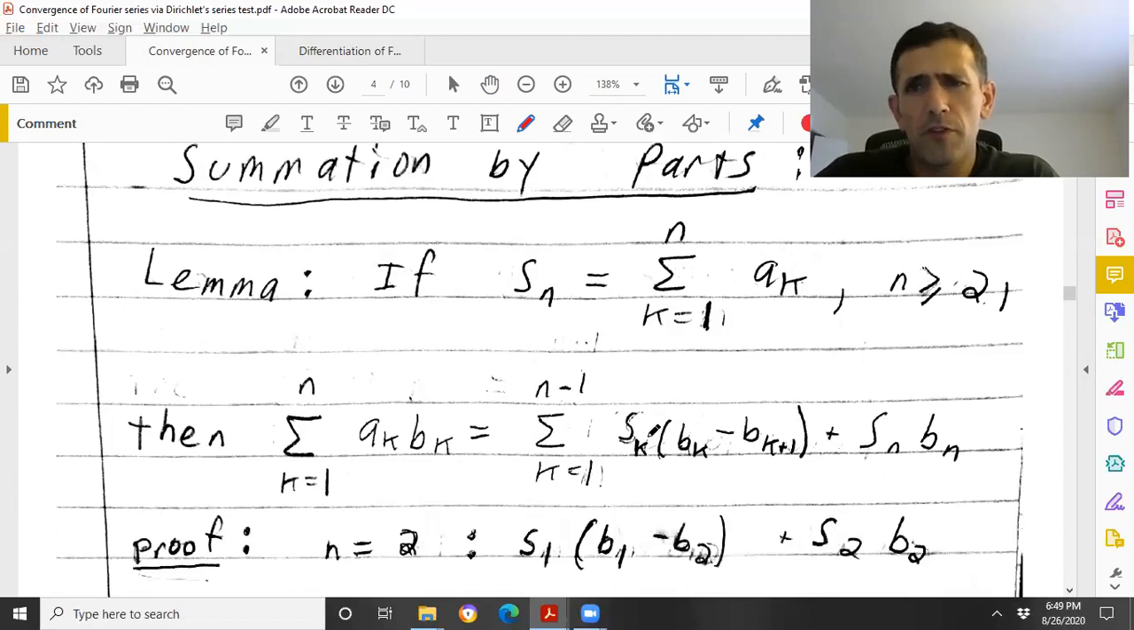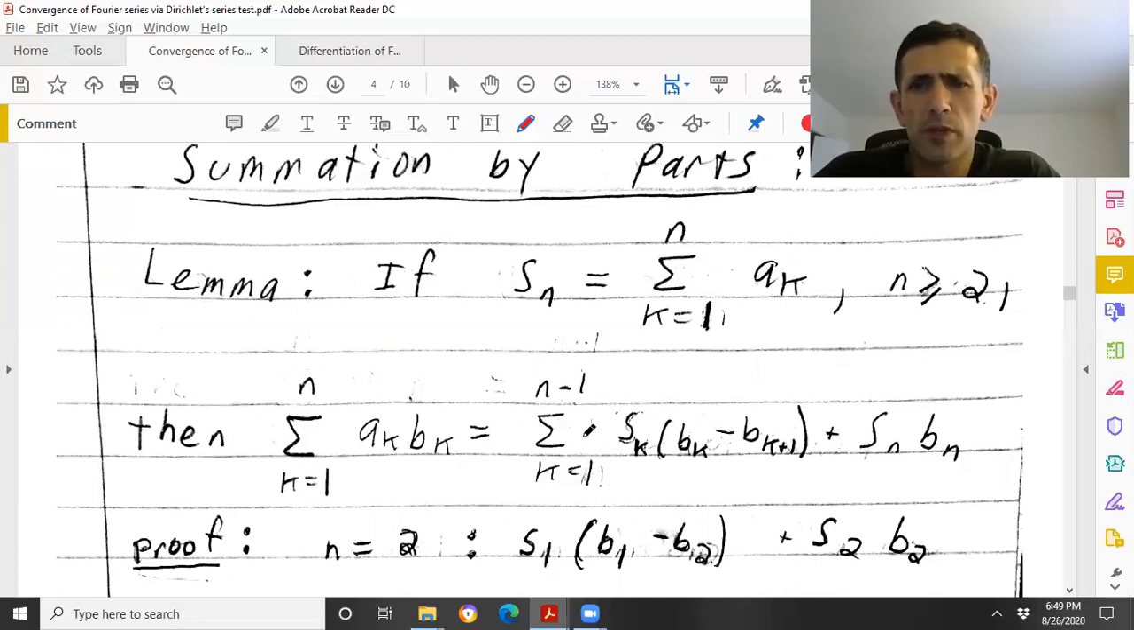So let's start off with n equals 2. A lot of people state this for n bigger or equal to 1, which doesn't make a whole lot of sense for this sum when n equals 1. I don't know how you sum from k equals 1 to 0. Anyway, so n equals 2. Let's just check both sides are equal. Not much to this, really.